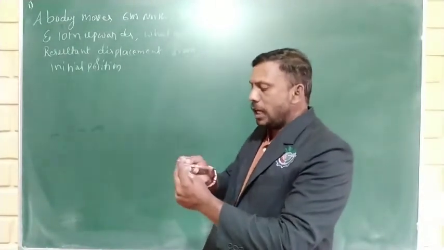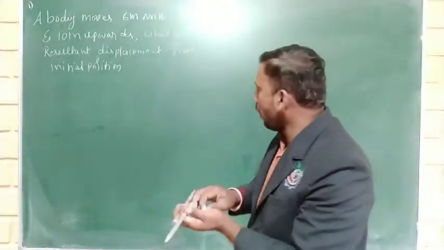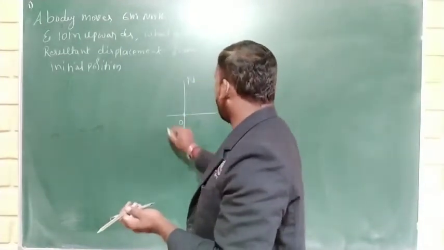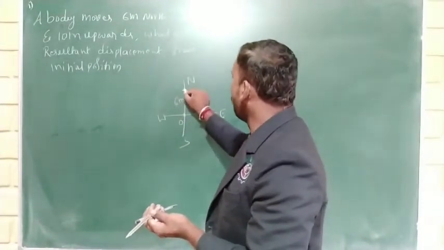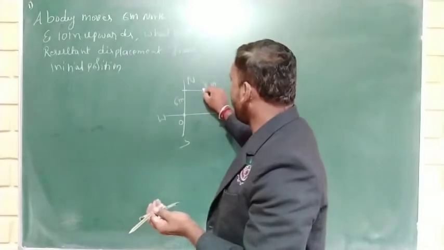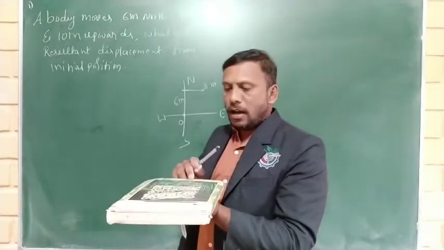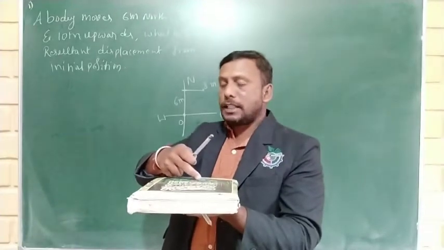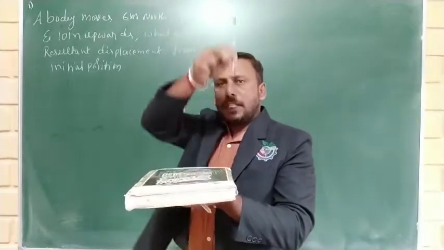Therefore, look here. This is the initial point. We write it as O. North, east, south, west. From initial point, the body moves 6 meter north, and from this point it moves 8 meter east. From this point it moves in upward direction. Upward direction means we consider this one is north, south, east, west.